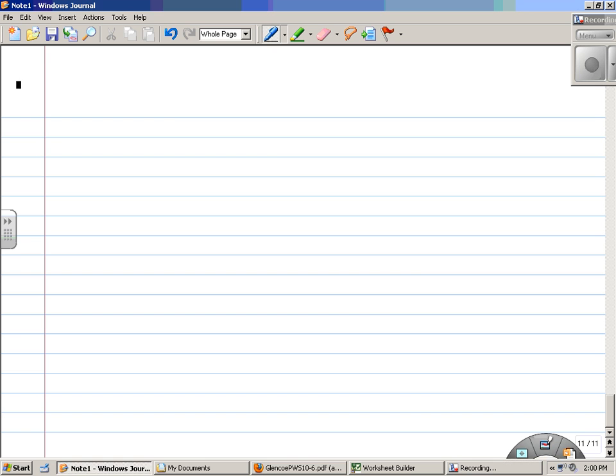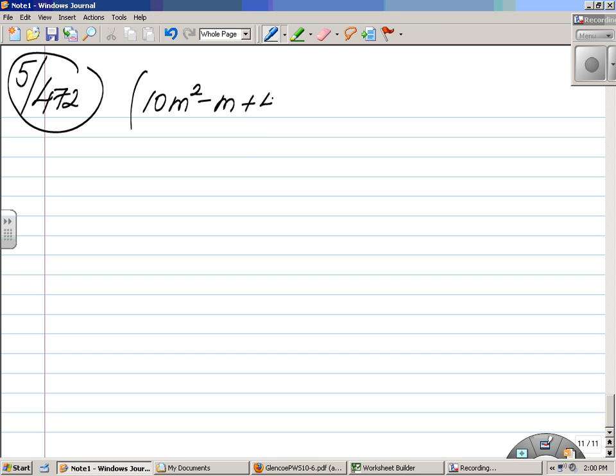Problem number 5, page 472. Add or subtract. Number 5 says subtract. I got 10m squared minus m plus 4, the first polynomial, from which we will subtract 2m squared plus m.